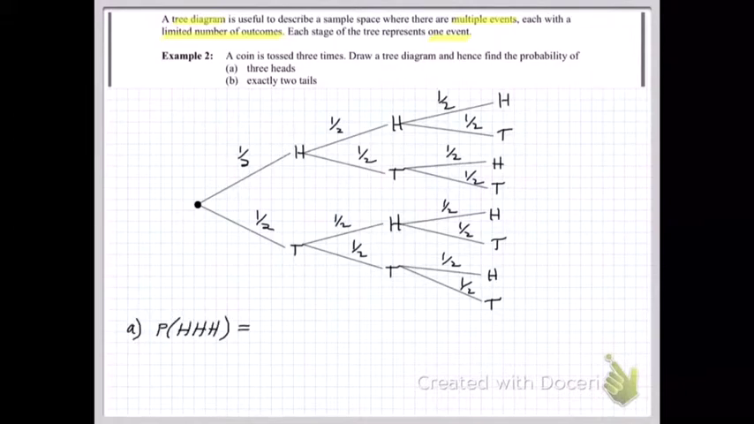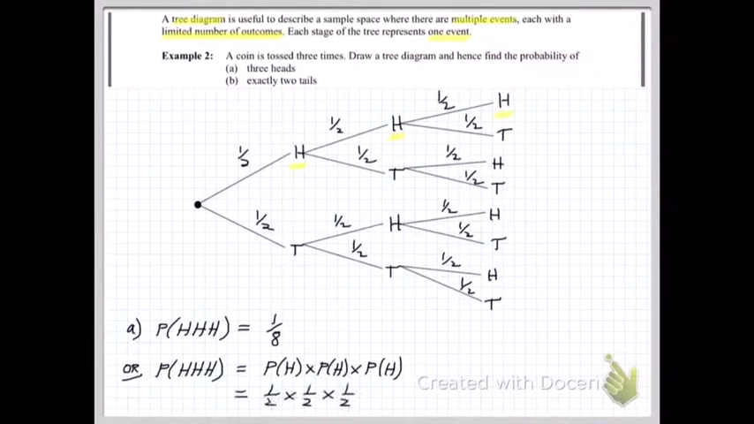The probability of getting 3 heads in a row: there is only 1 branch that gives us that outcome out of a possible 8. The answer is simply 1 over 8. Another way of working it out is to write it like this, because for multiple events we multiply the probabilities together. So here we just have a half times a half times a half, which equals 1 over 8.